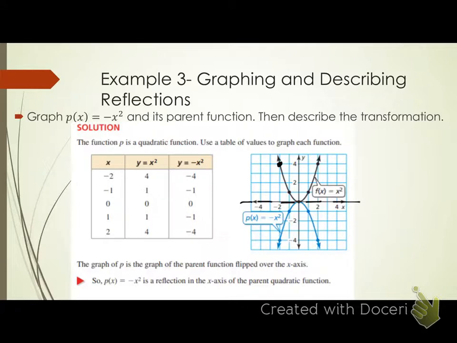So my description here would be: the graph of P is the graph of the parent function, then flipped over the x-axis, reflected over the x-axis. So P of x equals negative x squared is a reflection in the x-axis of the parent quadratic function. And that'd be me describing the transformation. Are there any questions about that?